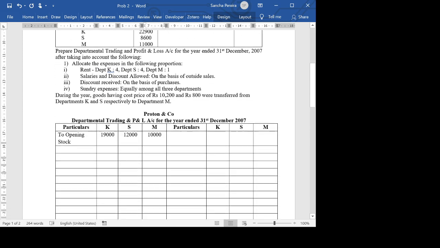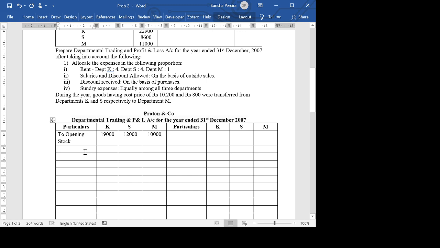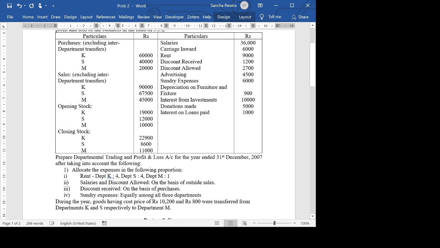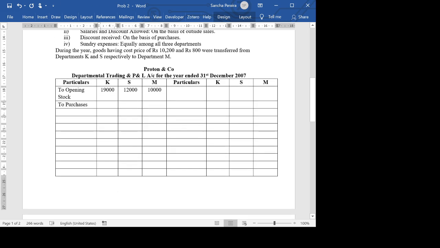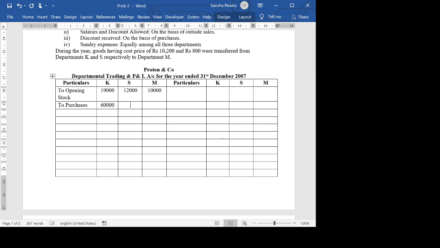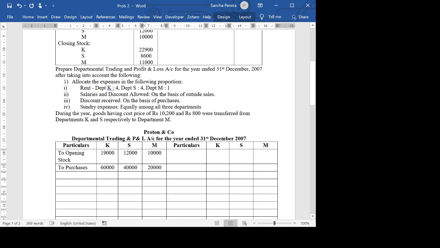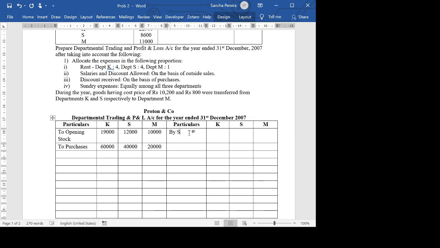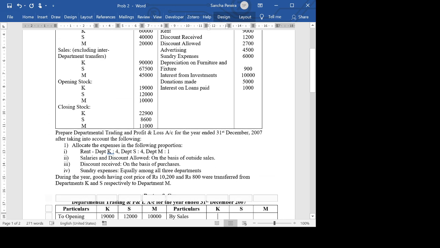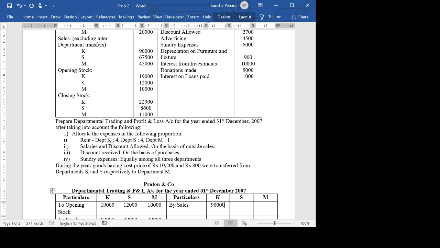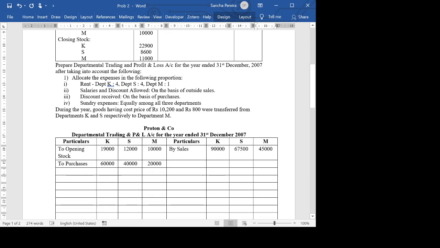Then we have the purchases. To purchases. The purchases are 60,000, 40,000 and 20,000. Similarly, we have sales and we also have the closing stock. By sales, the sales are 90,000, 67,500 and 45,000. Okay. Now, closing stock I won't show first.